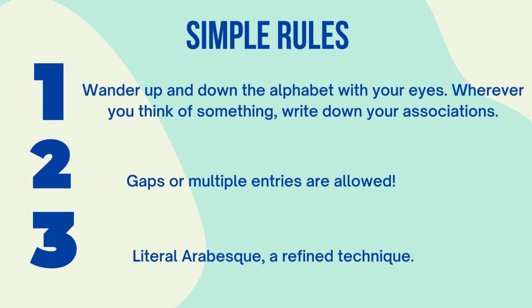With the ABC list technique, you are also allowed to leave lines blank. If you think of several associations, write them all on the line of the letter in question. If you need more space, simply add a second list.